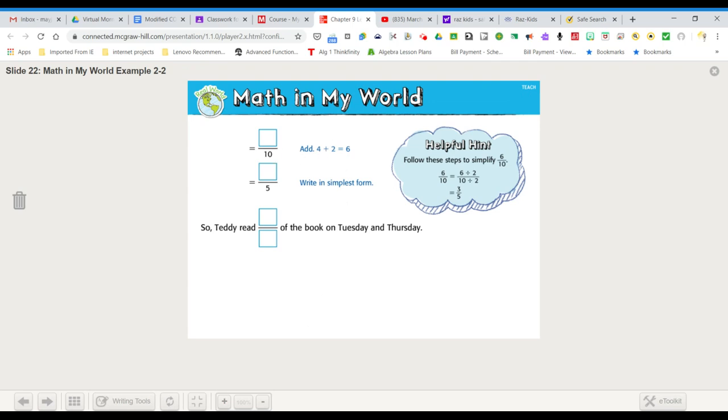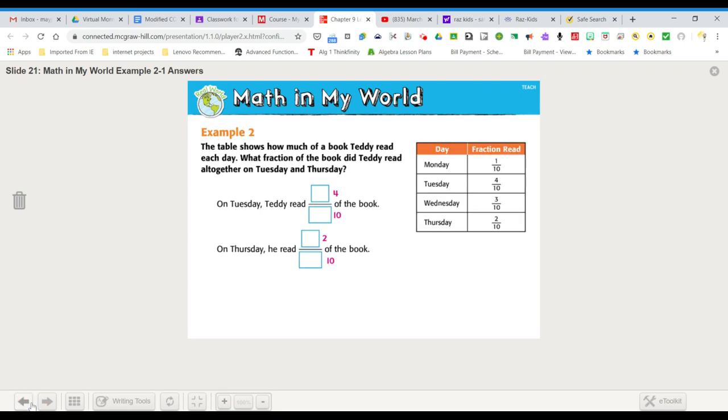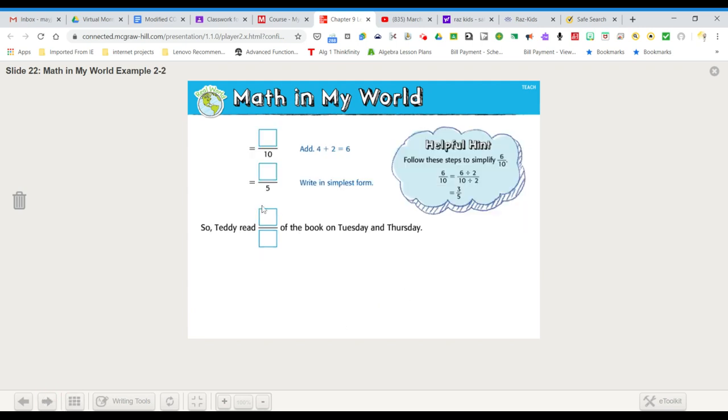So let me back up. 4/10 plus 2/10, because we want to know what it was all together. The all together means you're going to be adding things. So you got 4/10 plus 2/10. 4 plus 2 is 6. Writing it in simplest form. What did they divide by to get there? 2 again. All right. So Teddy read 3/5 of the book on Tuesday and Thursday.